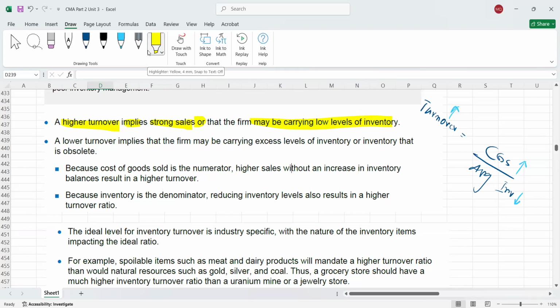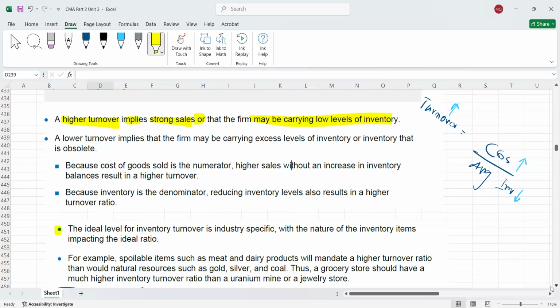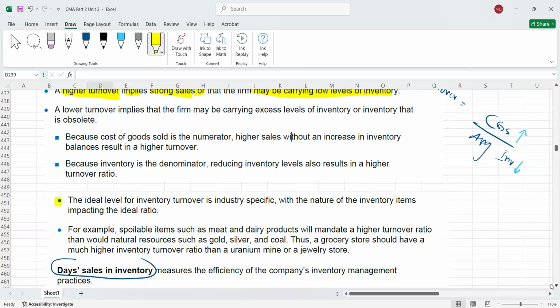The point B, this is what I'm going to explain. Again, as I told you, what is desirable is a higher answer, but you need to follow industry norms also. And it depends upon the nature of business also. For example, if you are dealing with spoilable items like perishable items, for example, dairy products, meat, these kind of things.